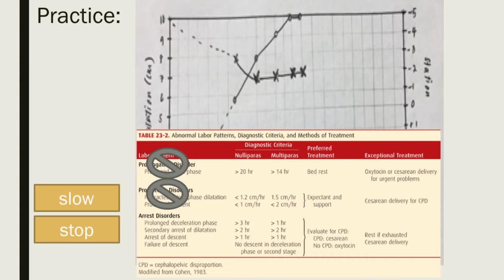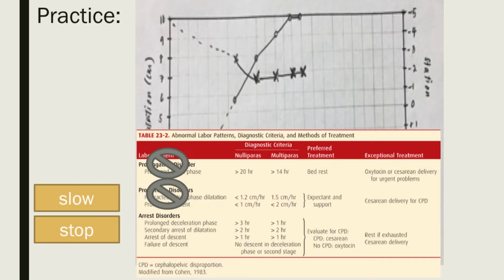Now we're left with one option, the arrest disorder. The question now is, which among the four arrest disorders are we dealing with? Is it a prolonged deceleration phase, secondary arrest of dilatation, arrest of descent, or failure of descent? Now, going back to this case, which do you think among these four is the easiest to rule out?